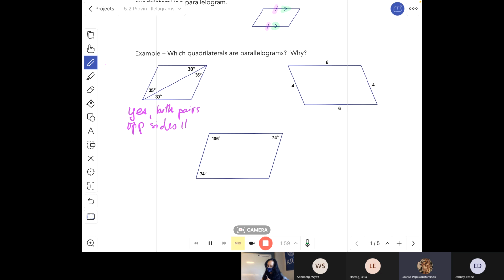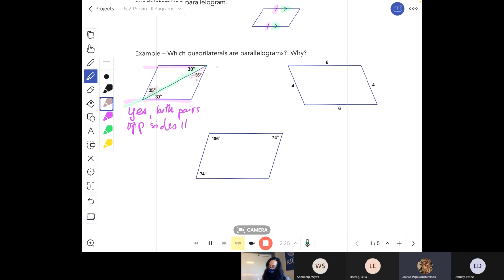Okay. What do you mean both? So if I have this and this being parallel, this is cut by a transversal, I can look at my alternate interior angles. This one and this one.